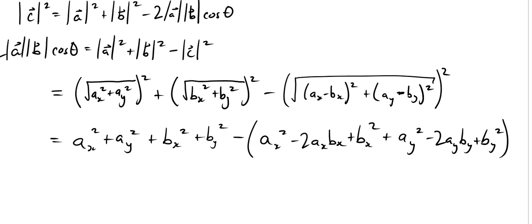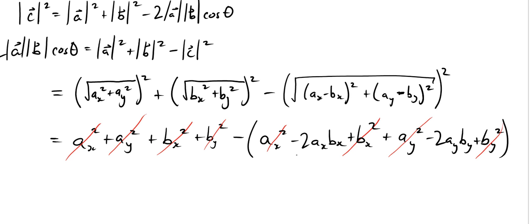Yeah, and lots of things are going to cancel out. So I'm not even going to bother putting the negative through. I'm just going to say, well, this is ax squared minus ax squared. This is bx all squared minus bx all squared. This is ay squared minus ay squared. And the y value of b squared minus the y value of b squared.